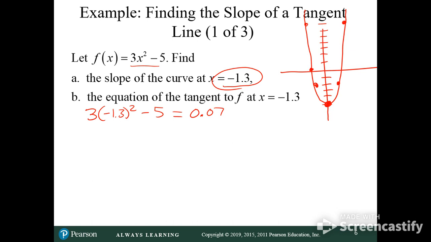So we're right about negative 1.3, 0.07 is about right there. Okay? We want to find the slope right there of that line. So let's try to do it. So what I'm going to do is go from some other arbitrary point right here. What other arbitrary point am I at?